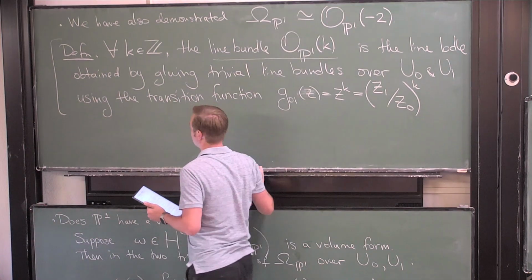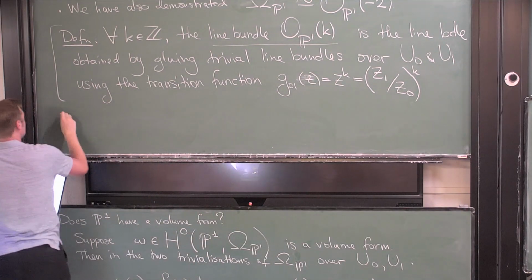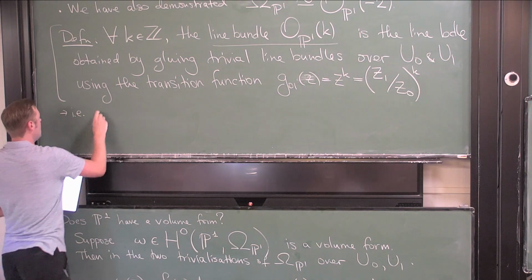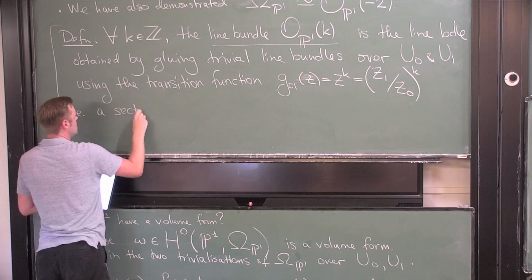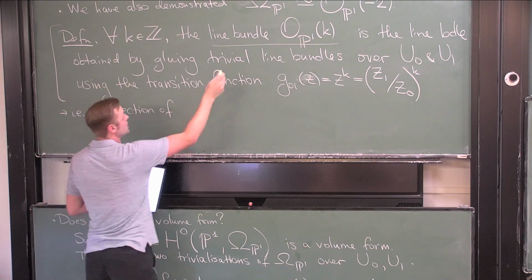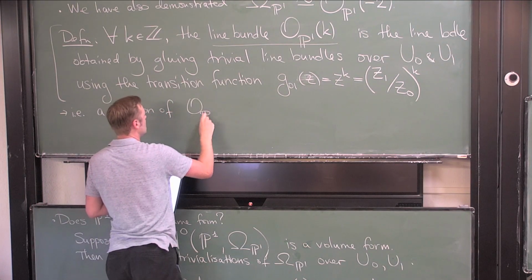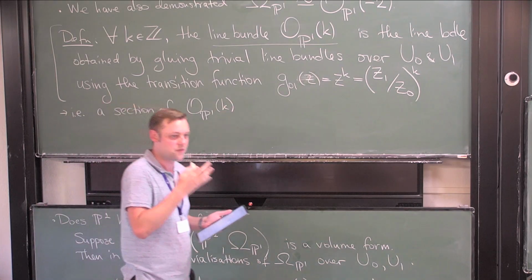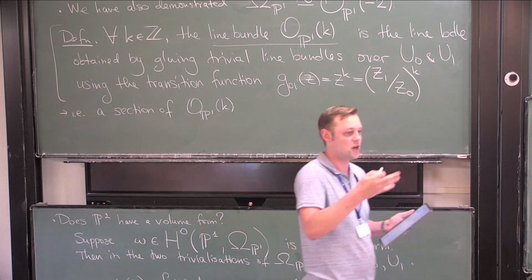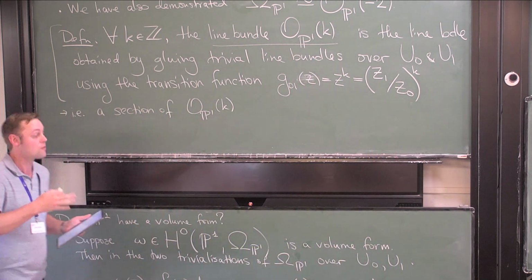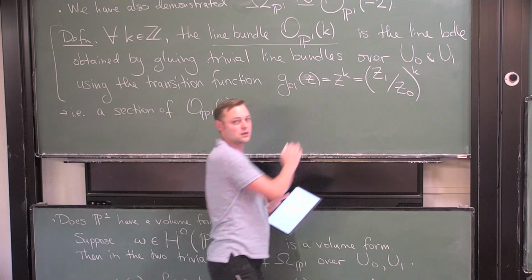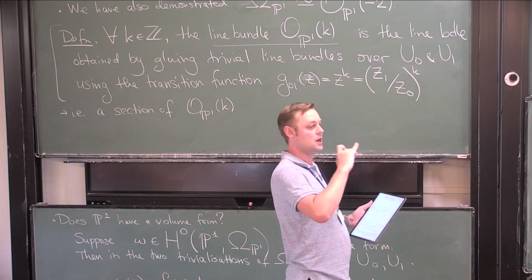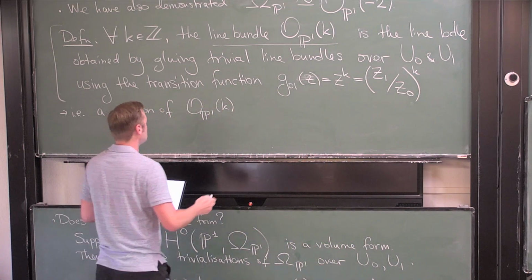So, let me be more concrete about this. Very concretely, a section of one of these bundles, O(k), is nothing but a pair of functions, genuine functions, on each affine chart, which are related by a relation that is given by this gluing. That's how you should think. A section is just a bunch of functions related by a gluing, by a transition function.